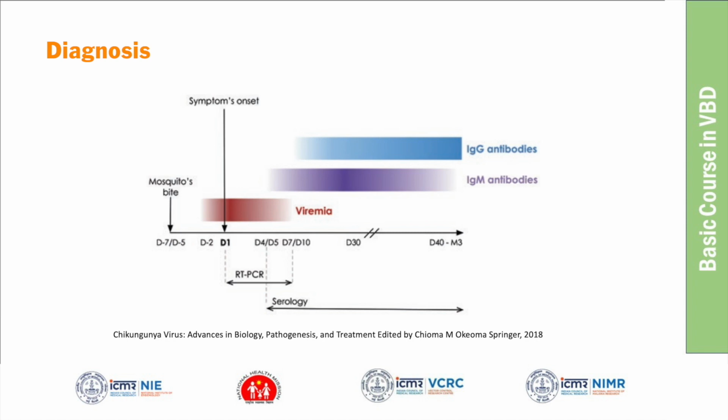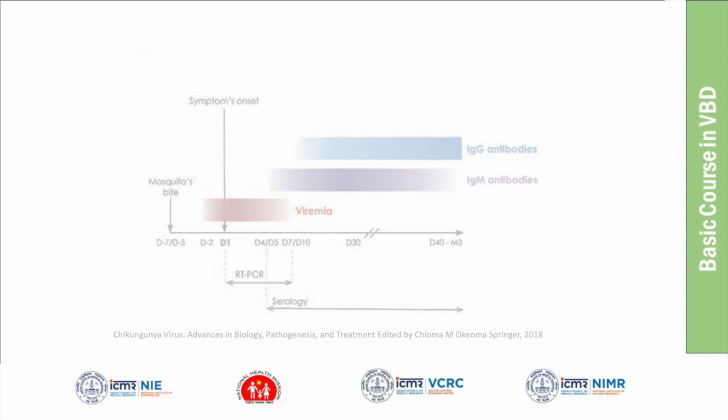It is very similar to dengue. In dengue also, IgM will be positive after 5 days. Before 5 days, if you want to test, you have to test for NS1 in dengue. Here, RT-PCR within 7 days. After 5 days, IgM will be positive. IgG will be positive after 10 days. It will be positive lifelong.